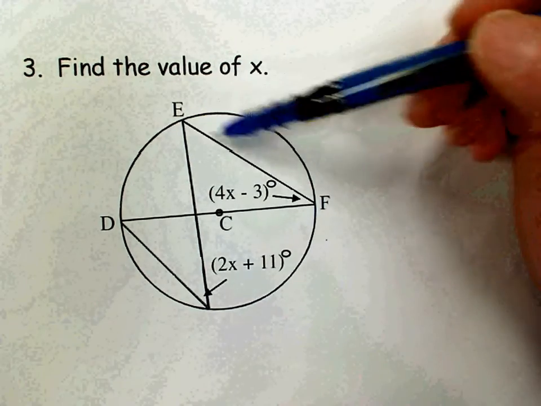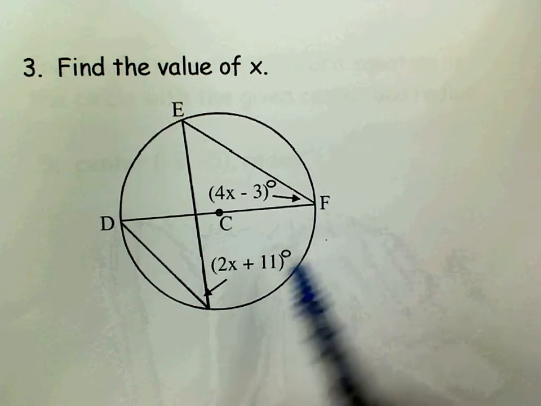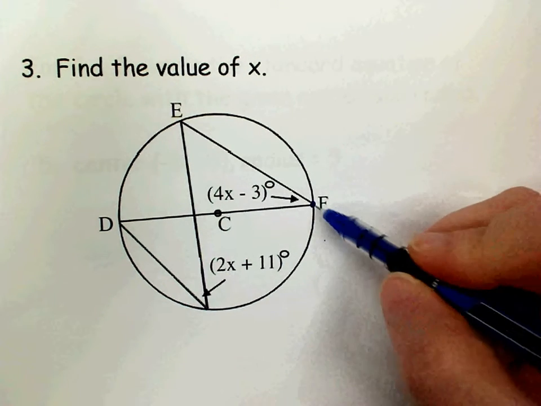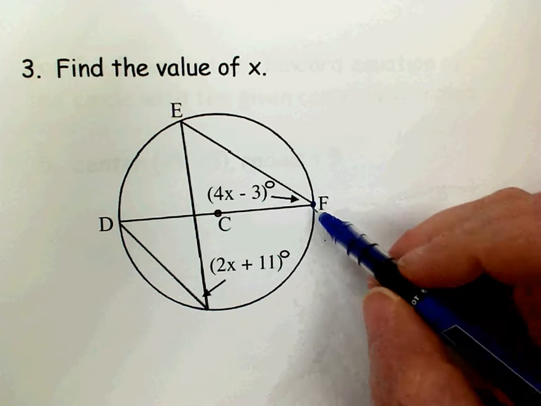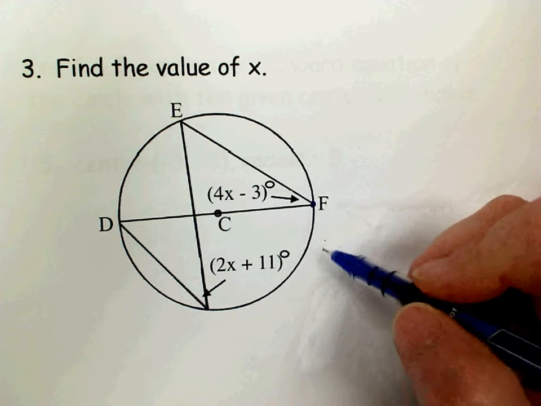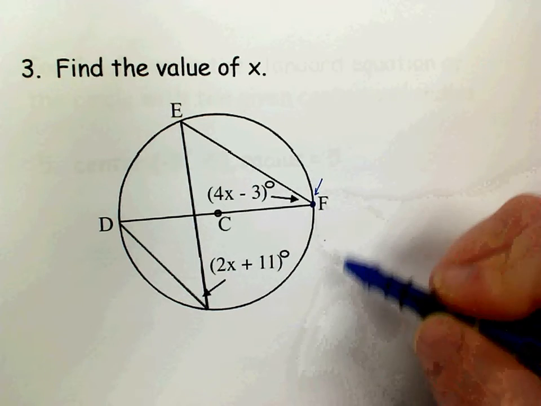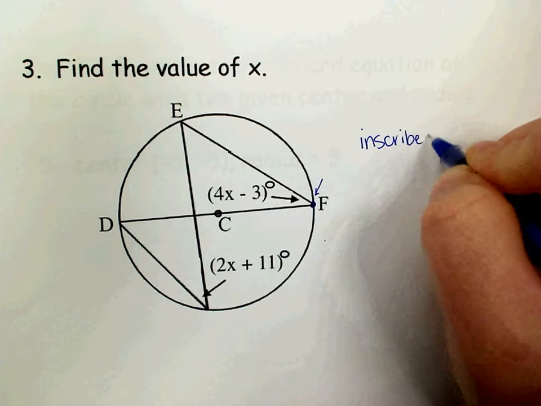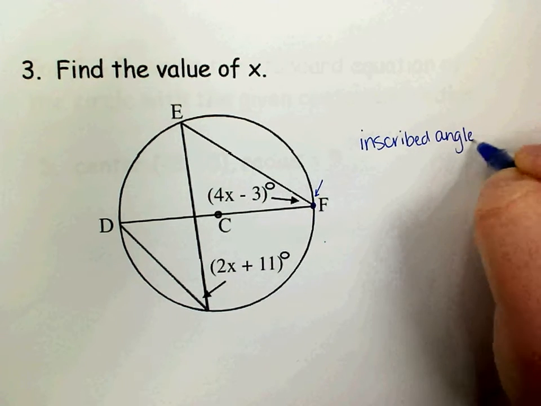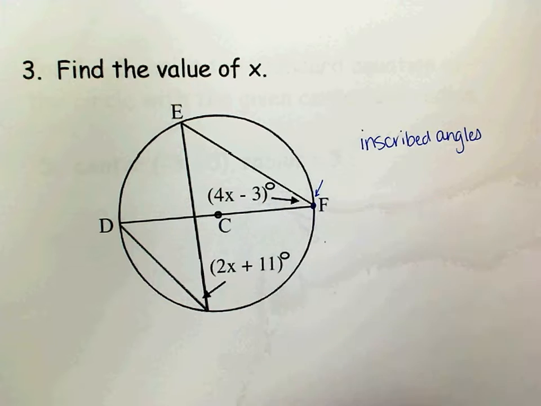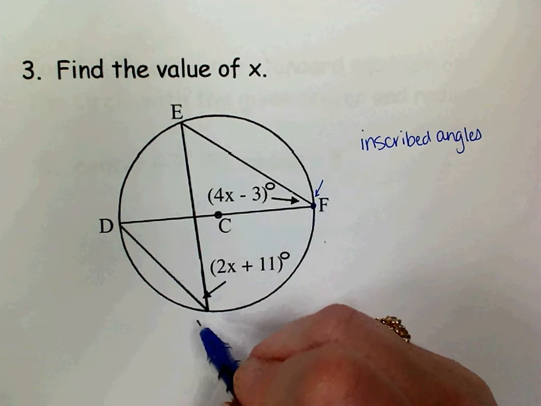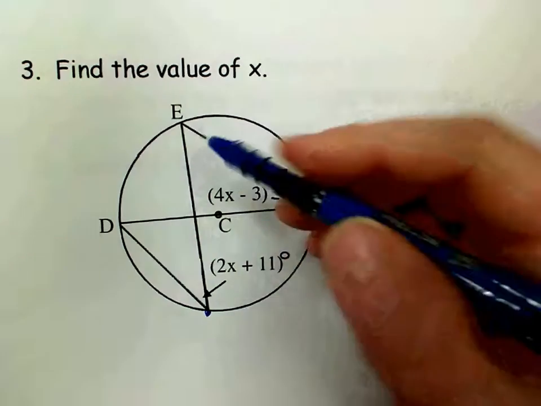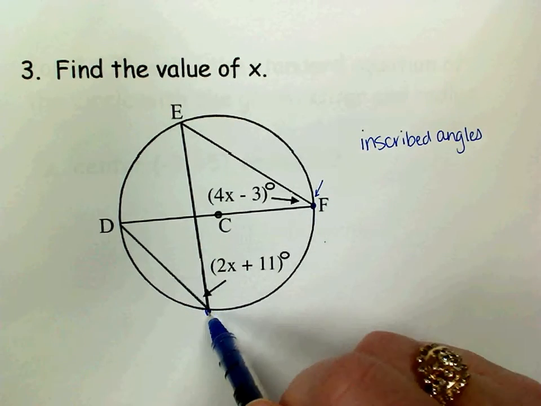These are called chords, sides EF and DF, and when two chords intersect at the same point, they form what's called an inscribed angle. The vertex of an inscribed angle is always on the circle itself. So these are both inscribed angles that we're looking at. Angle F is an inscribed angle that's 4x minus 3, and this other angle, it doesn't give us a point name there, but it's also an inscribed angle. We have these two chords intersecting at that point on the circle.